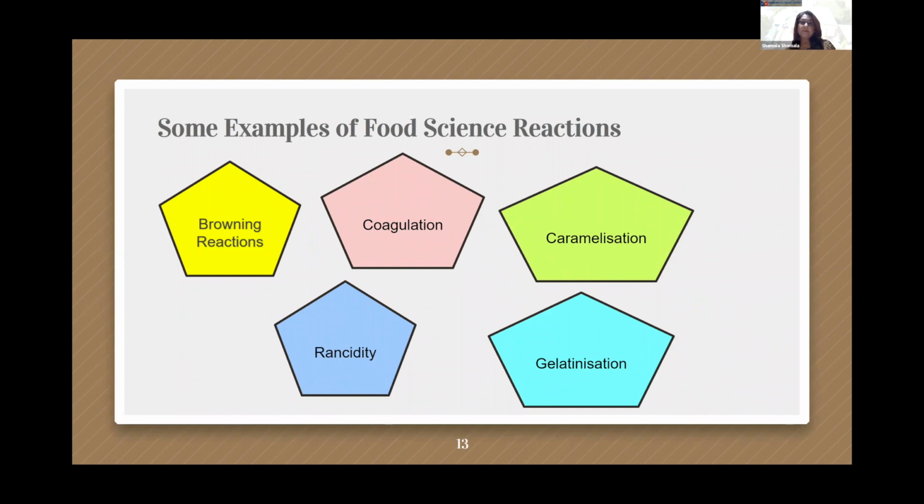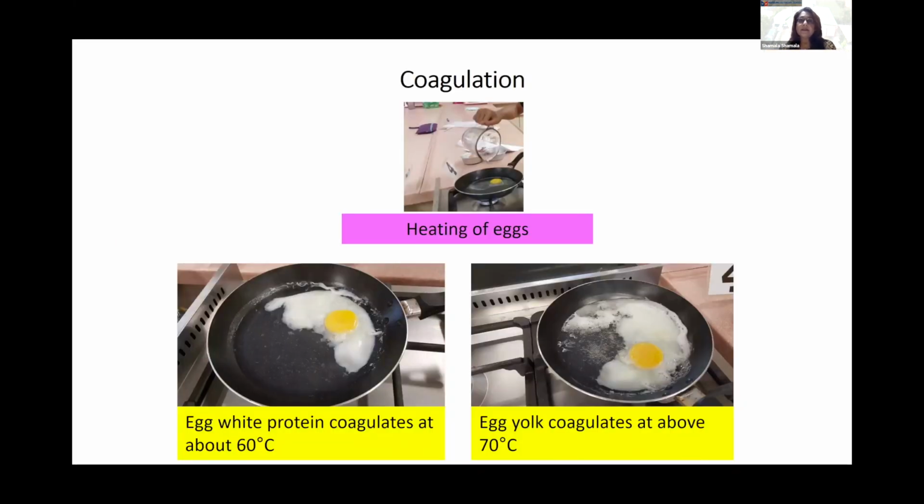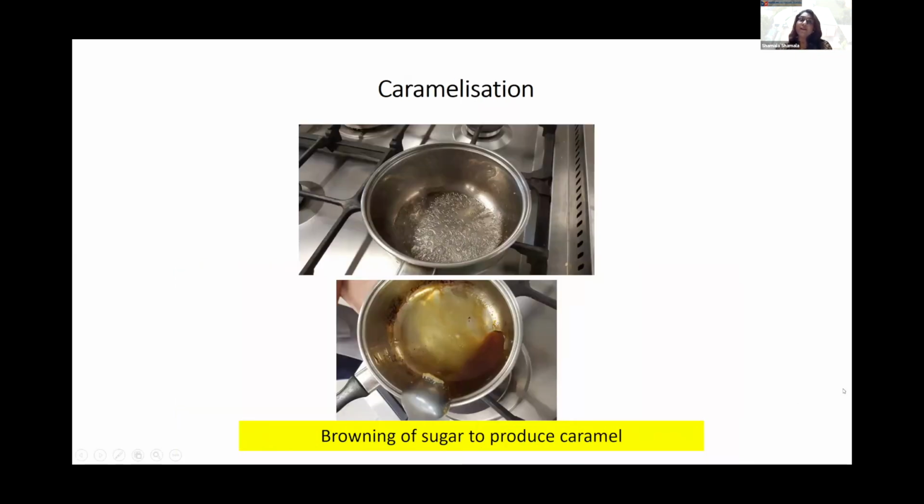Okay, these are some examples of food science reactions. Browning reactions, coagulation, caramelization, rancidity, gelatinization, and so on. So these are some pictures captured in our Marsiling Food Laboratory. Our students were working on coagulation of protein. So they were given eggs and they had lots of fun doing experiments on how protein coagulates at different temperature. Another group was working on caramelization. So they had lots of fun making caramel.